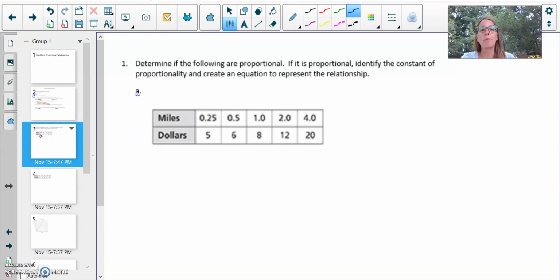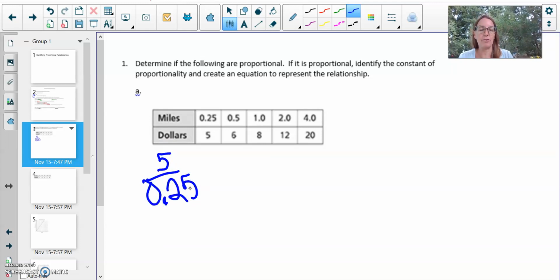Determine if the following are proportional. If it is proportional, identify the constant of proportionality and write an equation to represent the relationship. So we're looking at miles and dollars. So I'm going to first find my unit rate. Looking at the first column, I'm going to divide the dollars by the miles. So I'm dividing 5 by 2,500. Use my calculator to divide that out. It gives me 20.